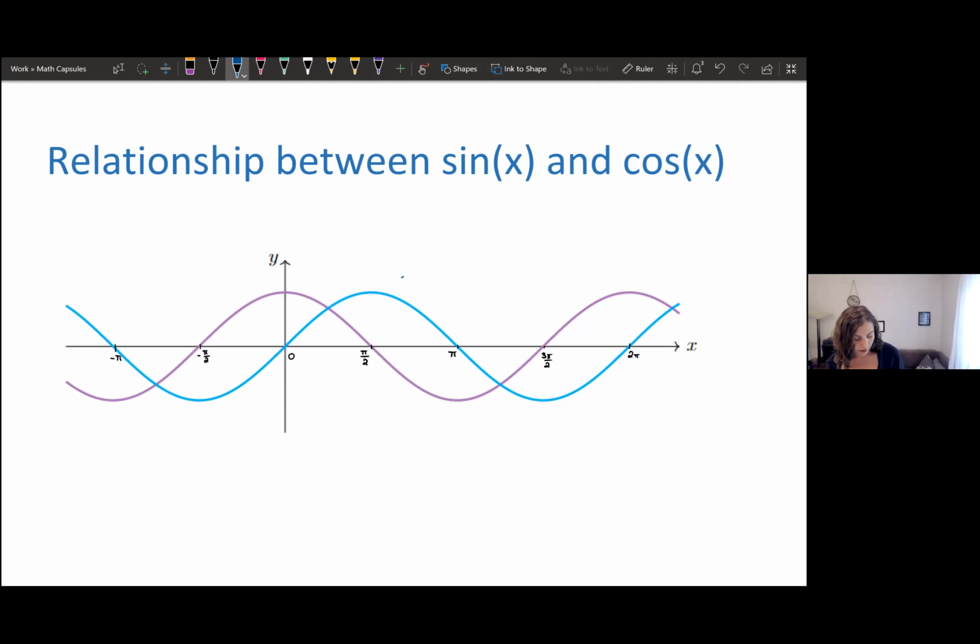I'll tell you the answer. Y equals sine of x is my blue graph. Y equals cosine of x is my purple graph.